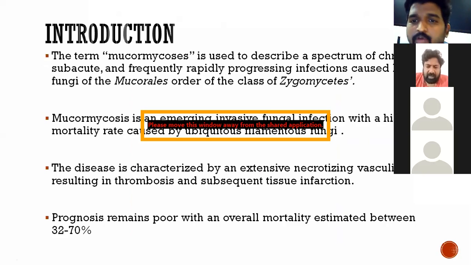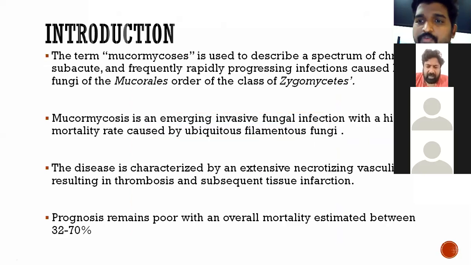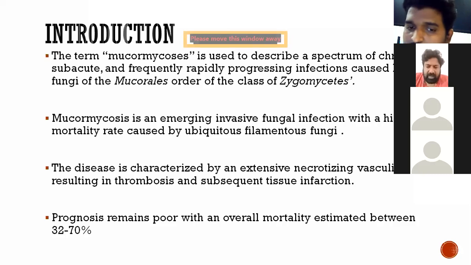The term mucormycosis is used to describe a spectrum of chronic, acute or subacute, and frequently rapidly progressing infections that are caused by fungi of the order Mucorales, in the class Zygomycetes. Mucormycosis is an emerging invasive fungal infection with a high mortality rate, caused by ubiquitous filamentous fungi.